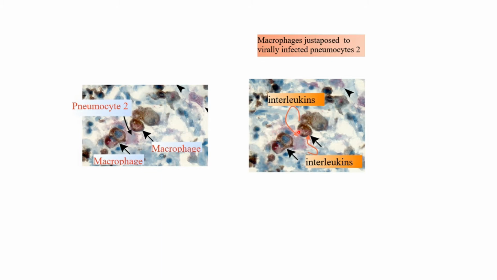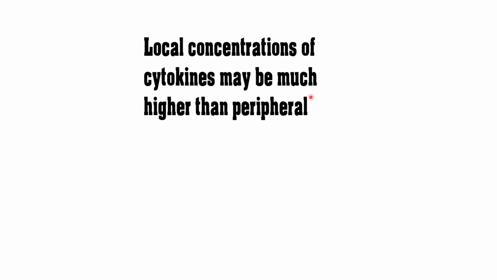So there's a possibility that macrophages are producing cytokines onto the pneumocytes, as well as trying to kill it. They're causing the pneumocyte to release further cytokines, which may or may not affect the behavior of the macrophages. All kinds of possibilities are there which need to be investigated. This pneumocyte may go on to produce cytokines, which may affect the behavior of other cells. Local concentration of cytokines may be much higher than peripheral.